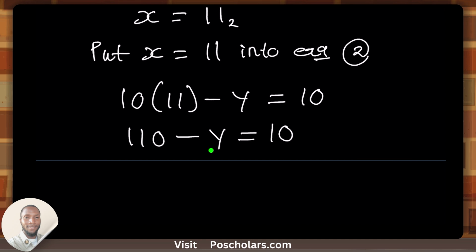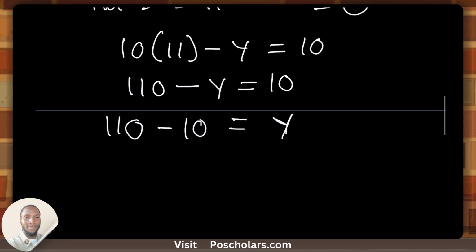Now the mission is to find the value of y. In mathematics I'm supposed to add y to both sides, because I want to move this y from the left hand side to the right hand side. When I do that, I'll have a positive y here. It was negative in the left hand side, now it's positive in the right hand side. So I'm left with 110 at the left hand side, then this 10, since it was positive here. So I can rearrange by saying y is equal to 110 minus 10.